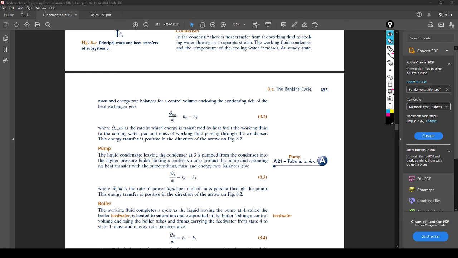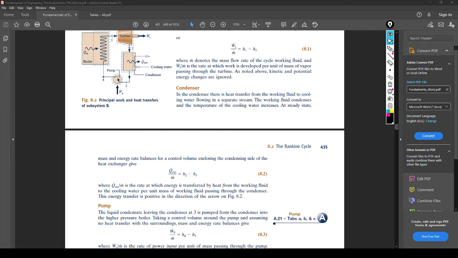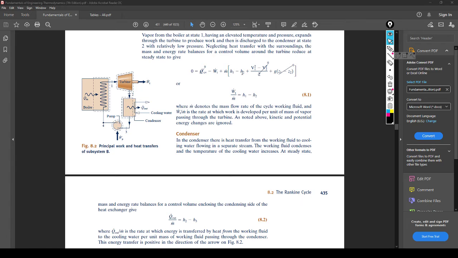Now, we go to the pump. It said the liquid condensate leaving the condenser at 3 is pumped from the condenser into the high pressure boiler. So this is this part right here, 3 to 4. And then it says taking a control volume around the pump and assuming no heat transfer with the surroundings, mass and energy rate reduces to... So essentially, all of these things are being applied. This equation right here is being applied for each part of this, but they're making assumptions, right?